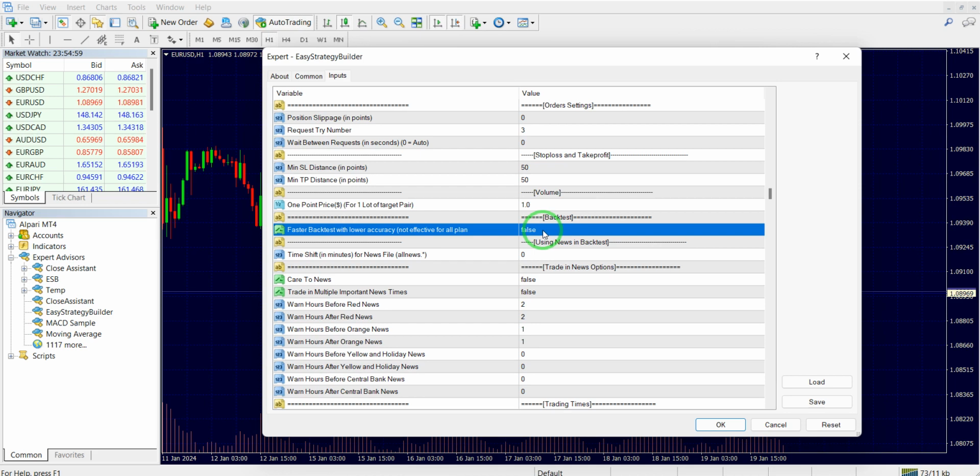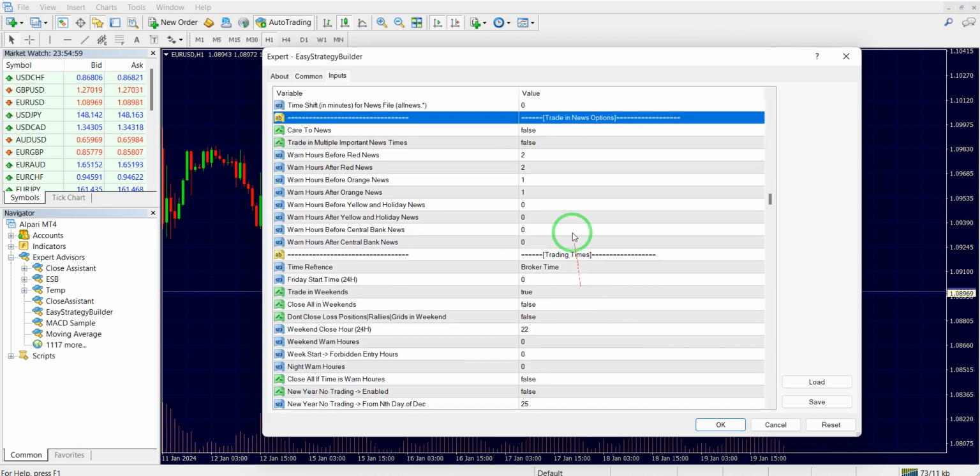This doesn't work for all the plans. For some plans it works. For some plans it can improve it a few percent, like 1%, 2%. But I saw some strategies where ESB can improve it by 30%, 40%. So it depends on your strategy. You can tell the ESB how to trade in the news.